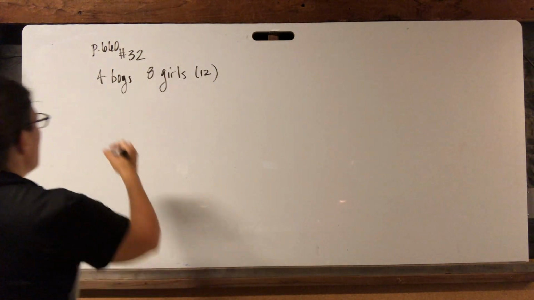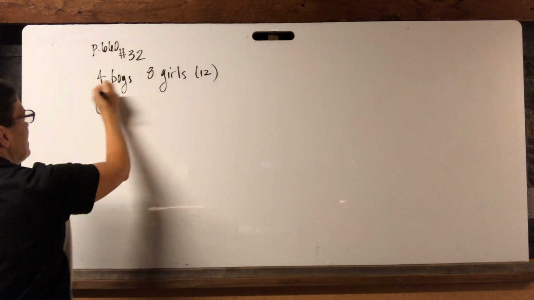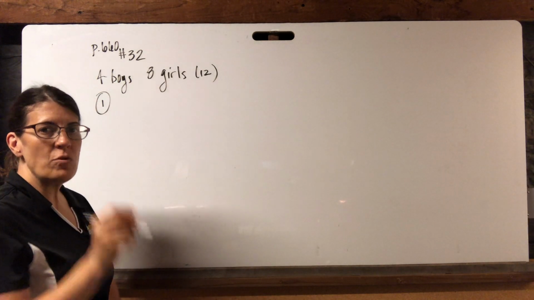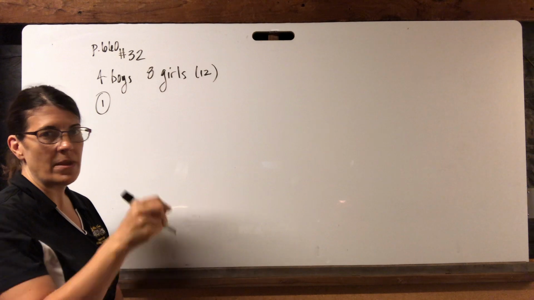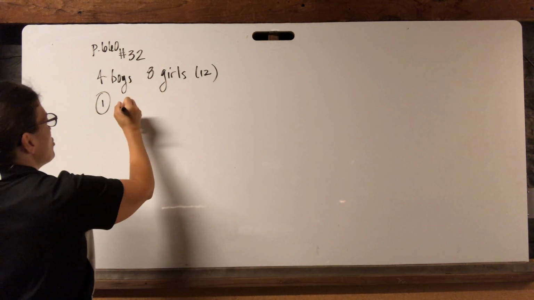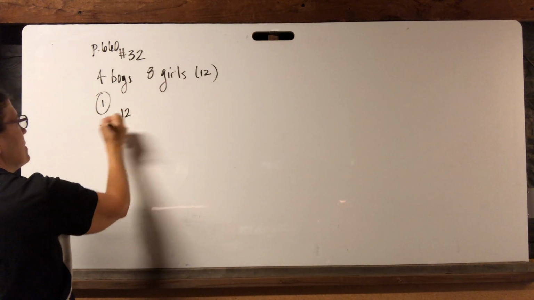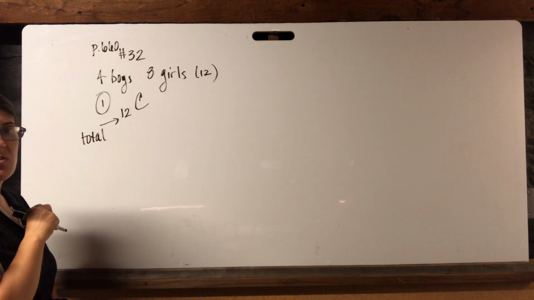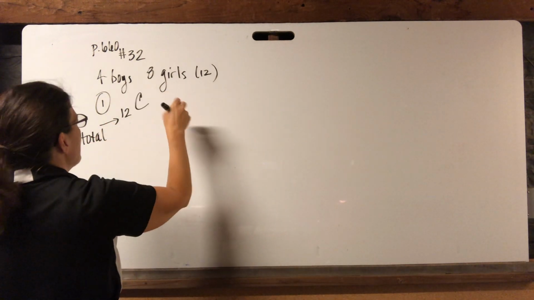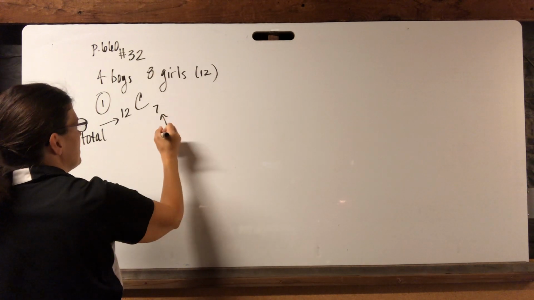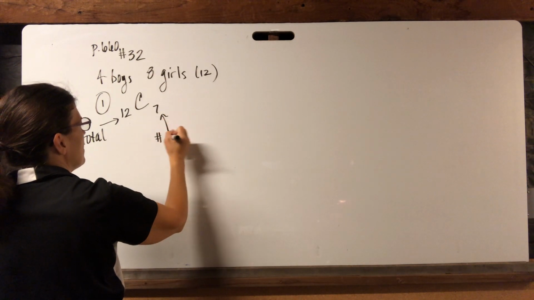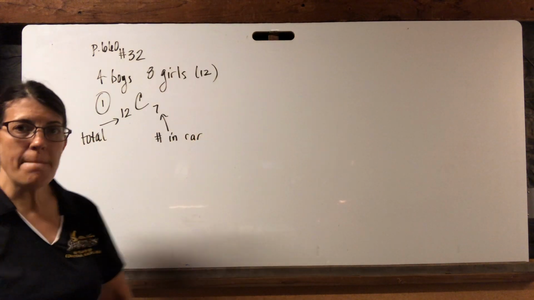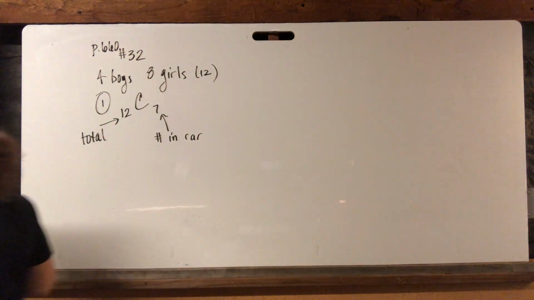So, step 1. Even though it doesn't ask me this, you need to figure out how many ways can the kids get in the car. There are 12 kids. Combination, because order doesn't matter. And I want 7. Okay? So find your calculator.